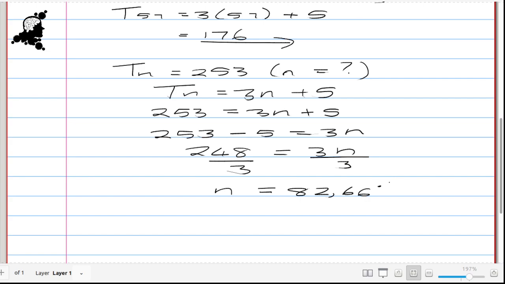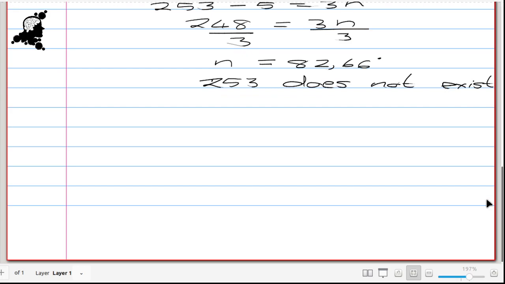The value of n cannot be negative. The value of n cannot be a fraction. The value of n cannot be 0. But now, since we have a value of n here which is a decimal, it simply means that 253 does not exist in the sequence. So just take note, if it happens that the value of n violates the 3 rules that we said earlier, meaning n is positive, n cannot be 0, n cannot be a fraction or decimal, if the value of n is any one of those, it simply means that the term does not exist in the sequence. I hope this made sense.